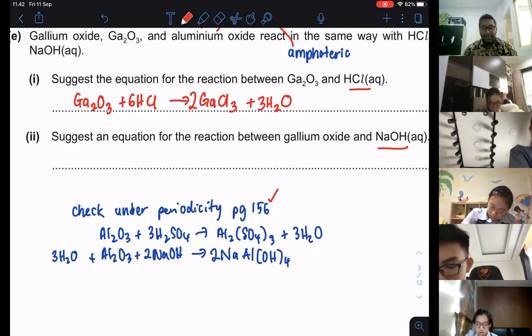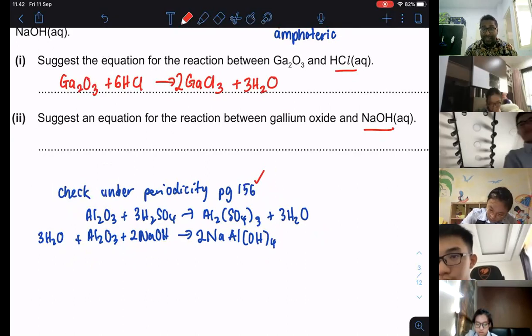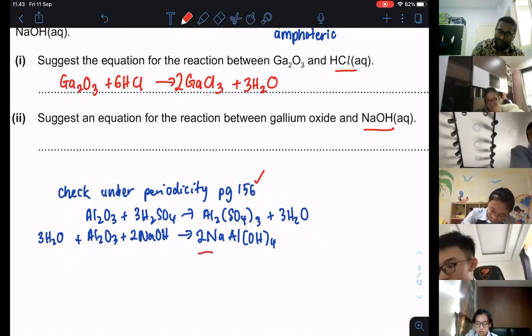Now, the second equation is the reaction of gallium oxide with sodium hydroxide. I think this one is a bit more complicated. I want you to memorize what will happen.